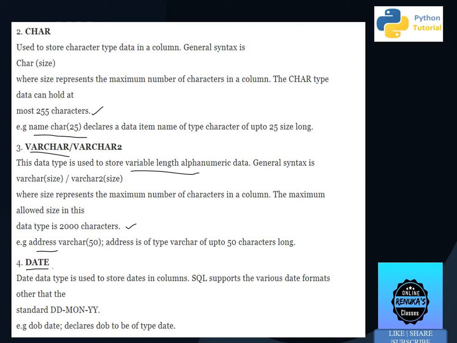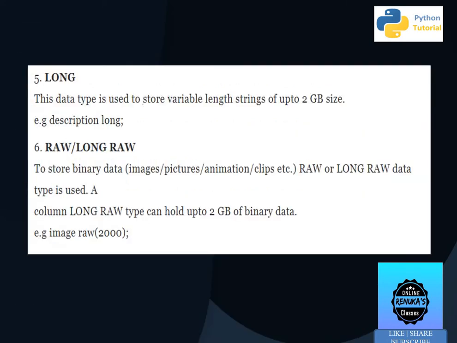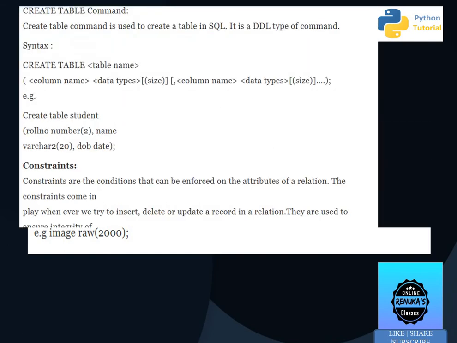Then date, it is used to store dates, like date of birth, date of appointment. If you are using a column name like this, then you can use the date data type. Then long, for long integers we can use the long data type. Raw is used to store binary data like images, pictures, animations. So these are the various data types.